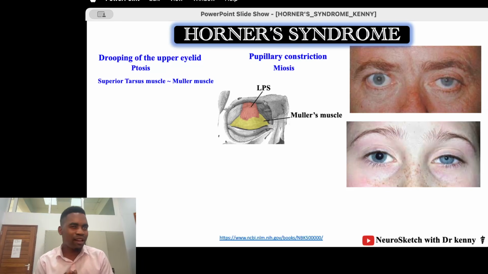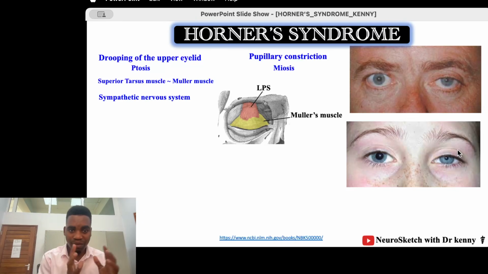And what did we say about the innervation of Müller's muscle? Müller's muscle is innervated by the sympathetic nervous system. So in this case, we can agree that we have a problem with Müller's muscle, at least for the upper lid, and also for this case here. It could be myogenic, it could be neurogenic. Myogenic is Müller's muscle itself, and neurogenic is the sympathetic nervous system.